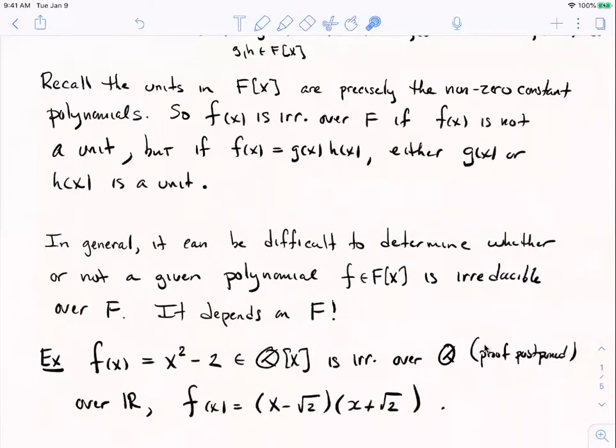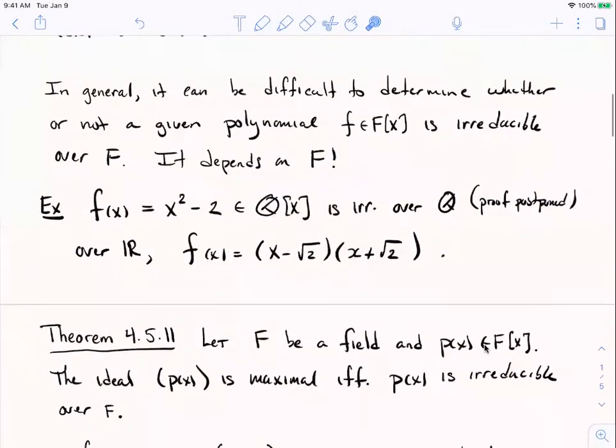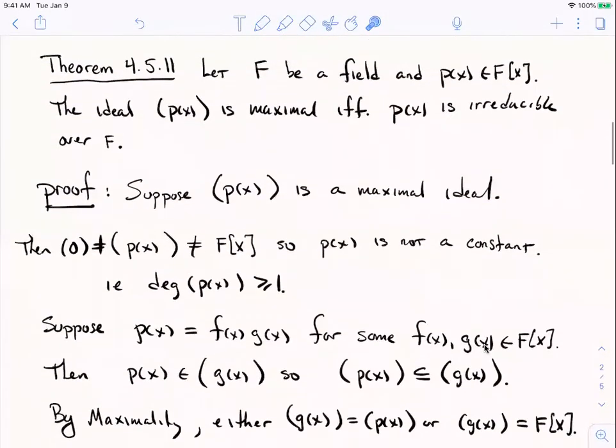Okay, but I digress. So we've got a notion of irreducibility. You guys understand that polynomials over a field are irreducible over that field if they won't factor in kind of a non-trivial way. So let's get down to the business of proving this main theorem. Theorem 4.5.11. So here's the statement of it. You have a field F and you take a polynomial p of x in it, okay? And then the statement is that the ideal generated by p, so I'm writing it in that ideal notation, the principal ideal generated by p is maximal if and only if p is irreducible over your field.